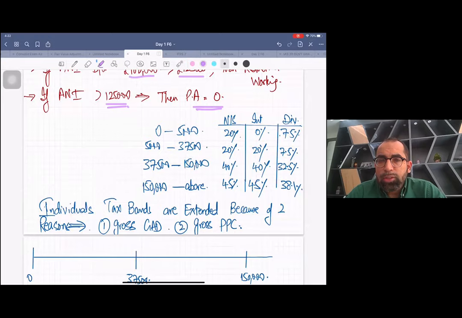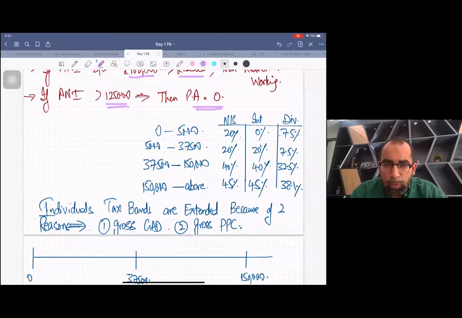Now, these are the rates for non-savings, interest and dividend. One thing: for qualifying interest and personal allowance, what is the priority? First of all, you will deduct personal allowance from non-savings income. If some personal allowance is left, then you go to interest and then dividend. So what's your order of deduction of personal allowance? Non-savings first, then interest, and then dividend.